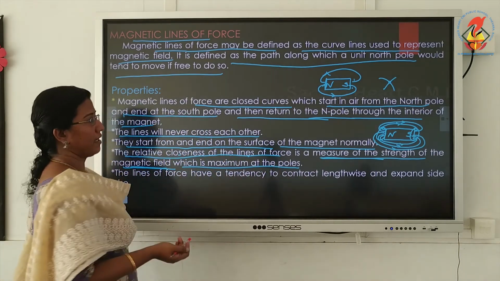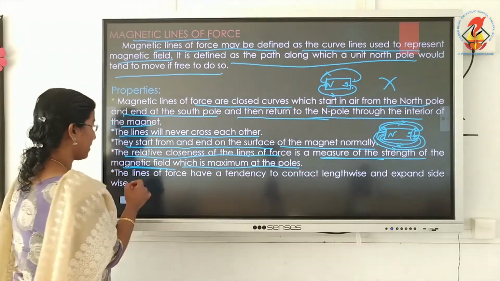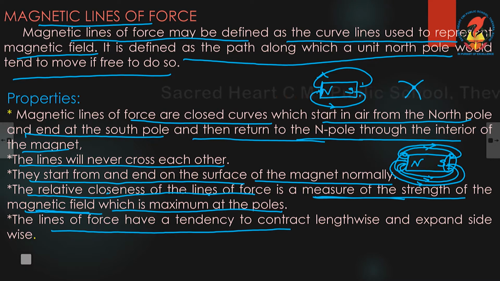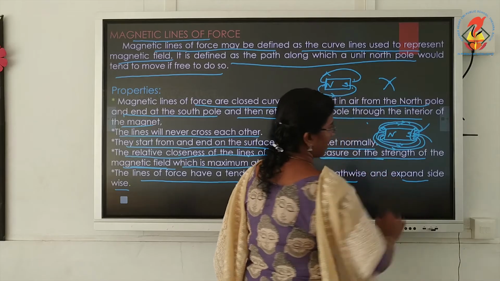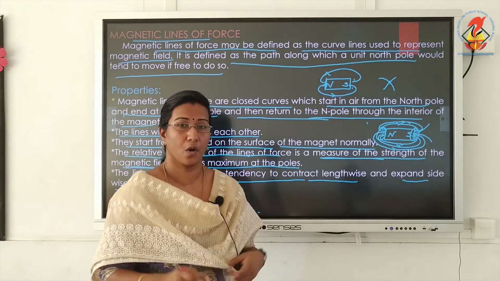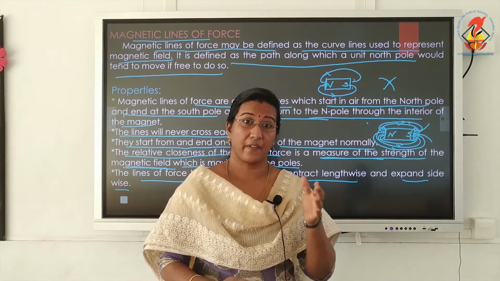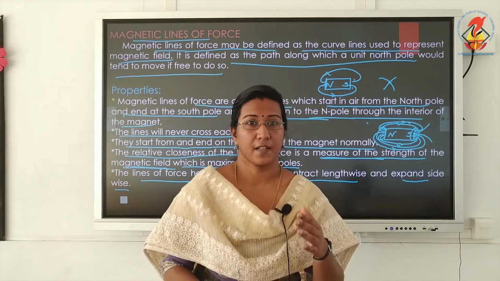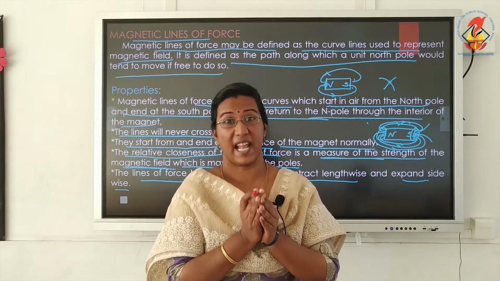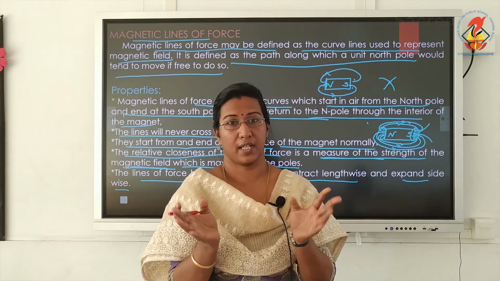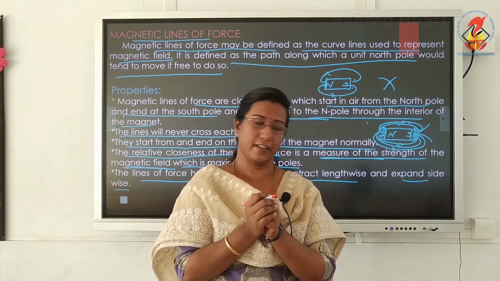And one thing which you have to keep in mind regarding the last property is the lines of force have a tendency to contract lengthwise and expand sidewise. If you look at this figure, you can see they are contracting at the lengthwise portion and they are expanding at the sides of the magnet. Why? Because no two field lines will cross each other, and magnetic field lines have the property of longitudinal strain. So they contract lengthwise whereas they expand sidewise so that they won't intersect each other.